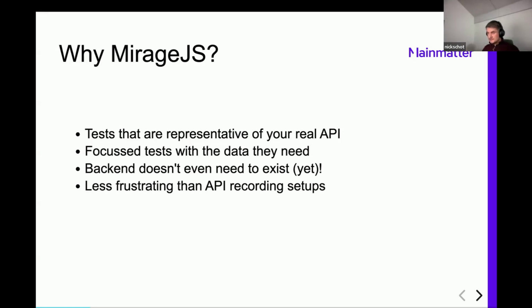Backend also doesn't need to exist yet. I was kind of surprised that that actually was the main marketing on the Mirage JS website. I mean, it's nice if you have a strong API contract, you can already start coding your front end and your tests before the backend might be ready. It's quite nice when working in parallel with the backend team.